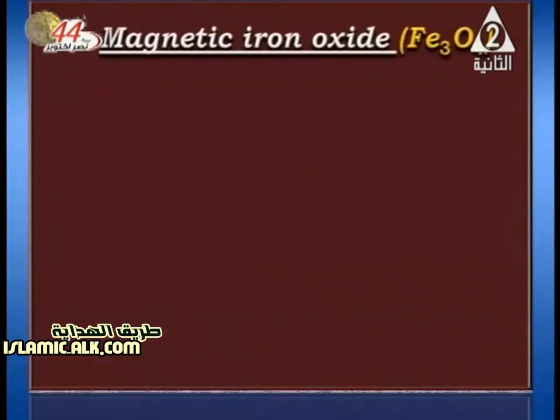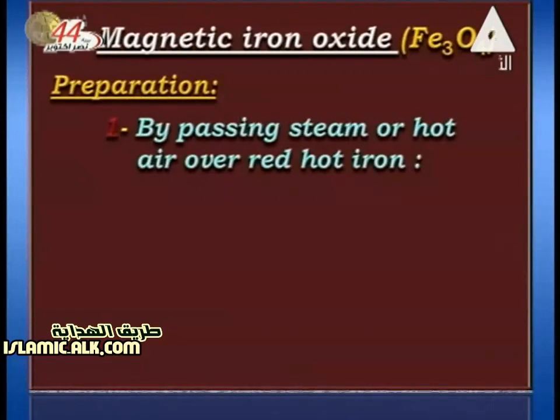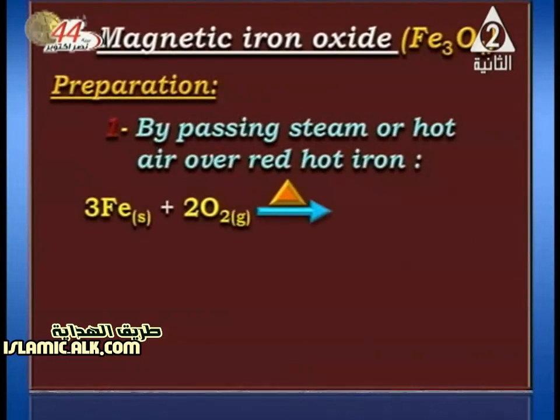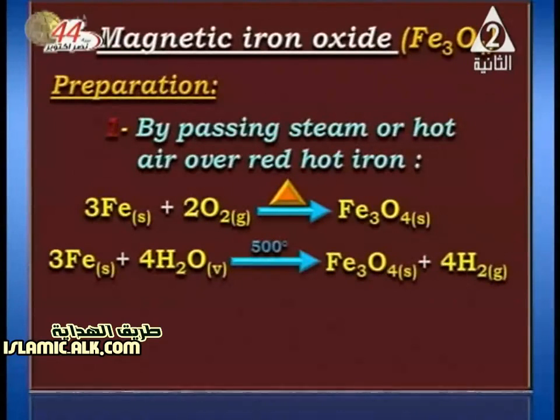Now we are going to discuss the third type of oxides, which is magnetic iron oxide that has the chemical formula Fe3O4. It is prepared by passing steam or hot air over red hot iron. As the equation proceeds on the screen, iron is oxidized into magnetic iron oxide; the reaction of iron with steam at 500 degrees Celsius gives magnetic iron oxide, releasing hydrogen gas.